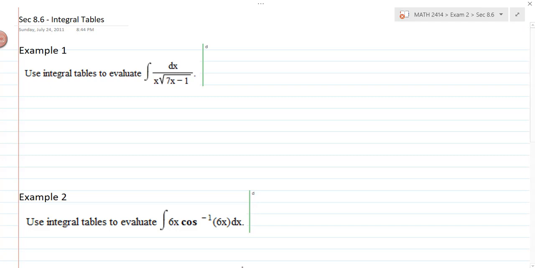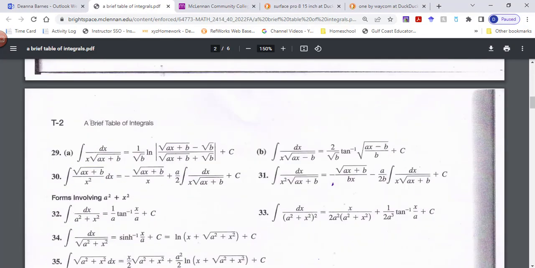In example 1, we're asked to use the integral table, and we've got to look for what form this is. What does this look like? You know, it's clearly not a trigonometric form, so what form? Look at your table of integrals and see if you can find a rule that corresponds to an integral in this form. Let's look at 29.